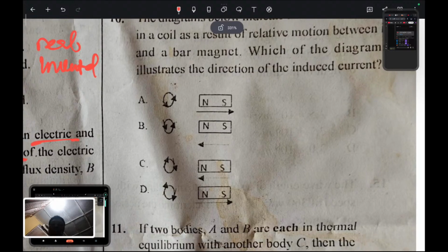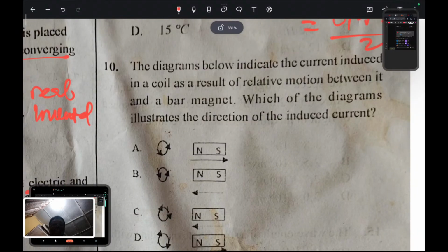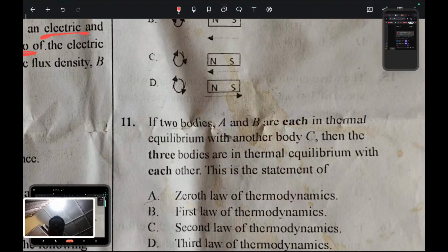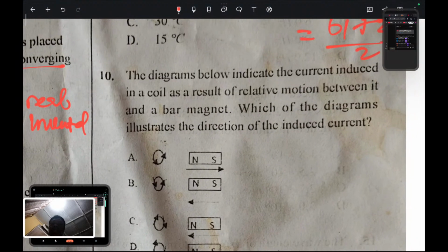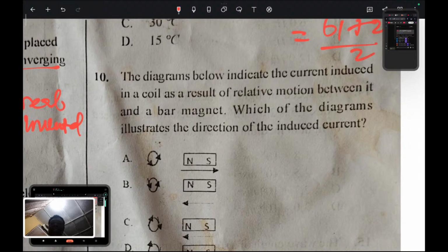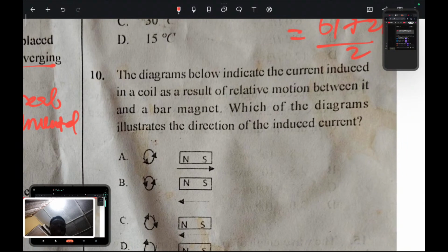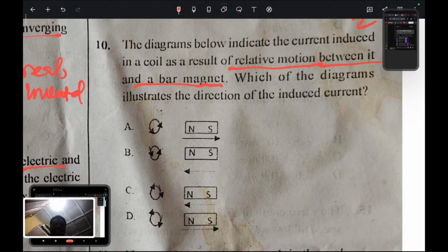Alright? So this question 10, we might not be able to solve everything today. We'll continue from tomorrow. But let's proceed. Anywhere we'll stop for today. Question 10. The diagrams below indicate the current induced in a coil as a result of relative motion between it and a bar magnet. Which of these diagrams illustrate the direction of the induced current?